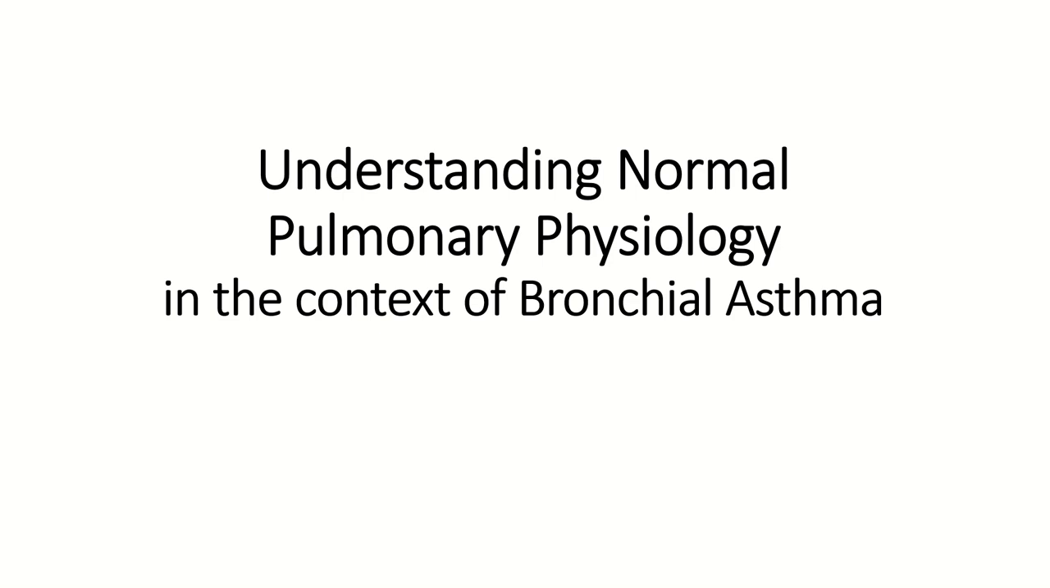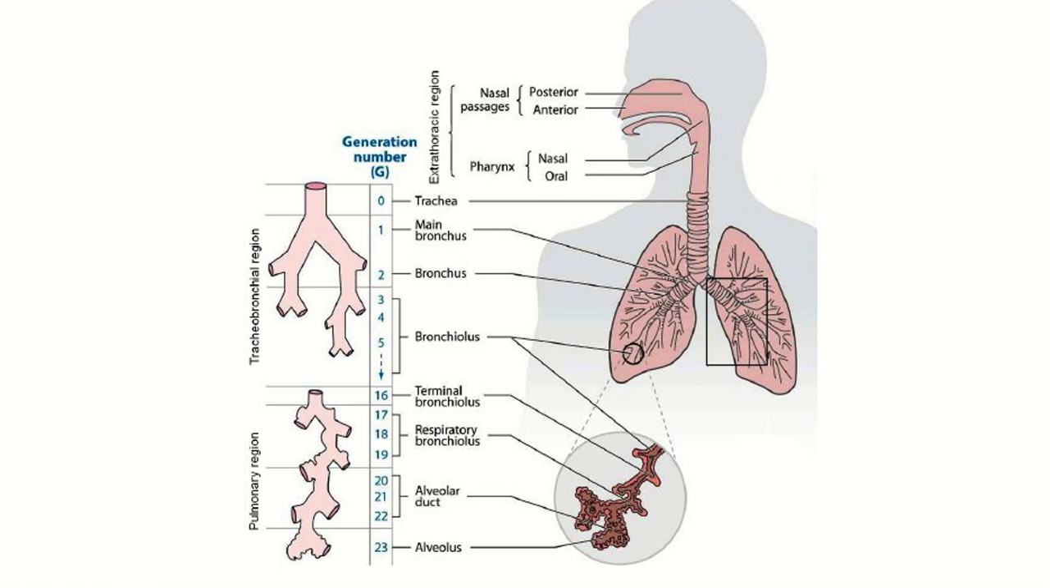In this video, we'll learn about understanding the normal pulmonary physiology in the context of bronchial asthma. In this diagram, you can observe trachea is considered as generation zero. All the airways have been numbered, given a generation number, that is G0 to 23 is the alveoli. Trachea is considered as generation zero as it bifurcates into the main bronchi, then into lobar bronchi, segment bronchi, and further into smaller bronchioles like terminal bronchioles, respiratory bronchioles, alveolar duct, and alveolus.